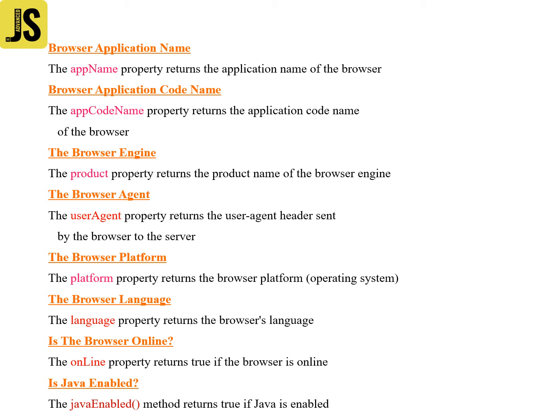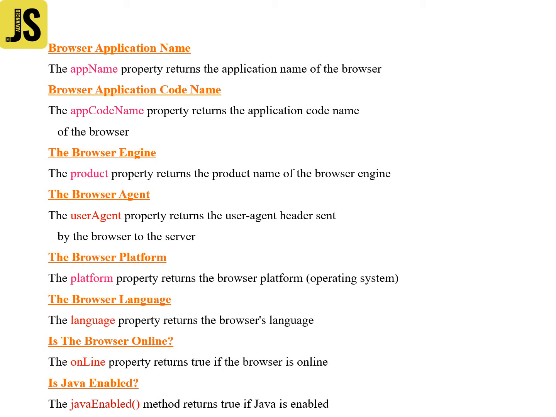Then next is the browser online. If we want to check whether our browser is online, we have to call the online property with a window object. The online property returns true if the browser is online. So this online property produces a Boolean value. If the browser is online, it produces a true value. Otherwise, it produces a false value.